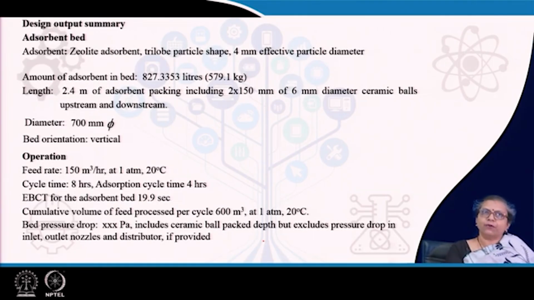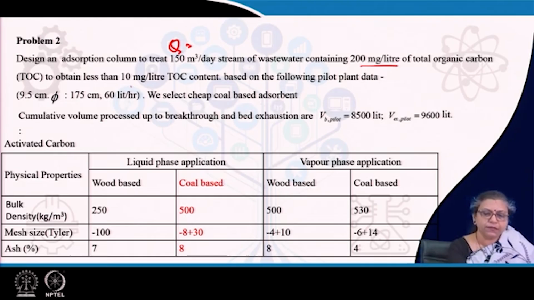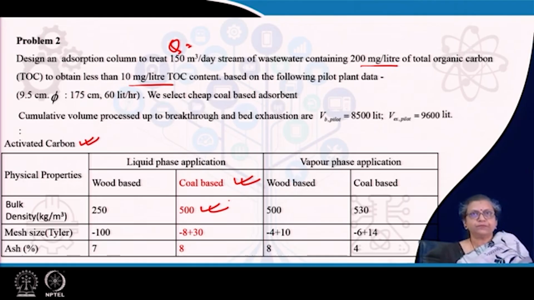So, this was a typical problem for gas adsorption. In the same way, I'll just touch upon another adsorption problem for wastewater treatment. Again, in this particular case, the total Q is provided, the initial concentration is provided, and the permissible concentration is provided. Since this is wastewater treatment, if you recall, activated carbon was a potential option. So, we select activated carbon, and from the table that I had shown you, I go for a coal based activated carbon, from where I select this particular bulk density.